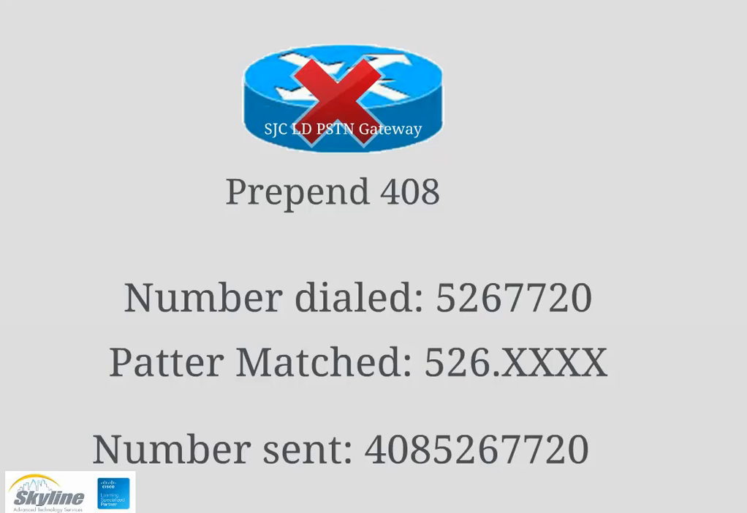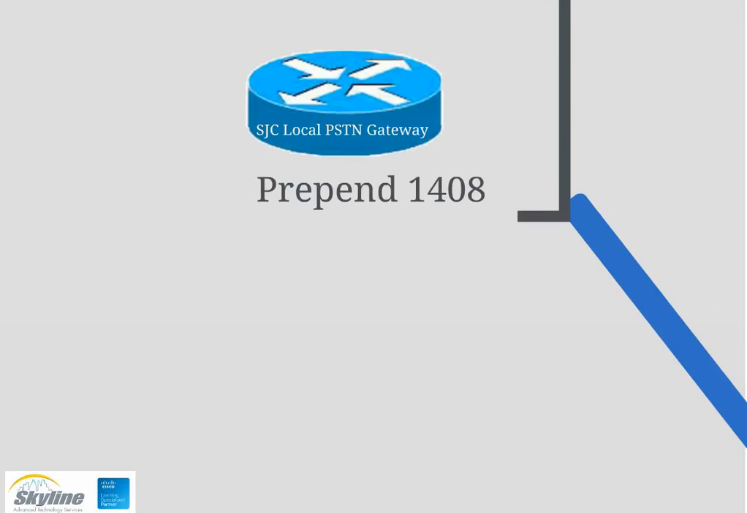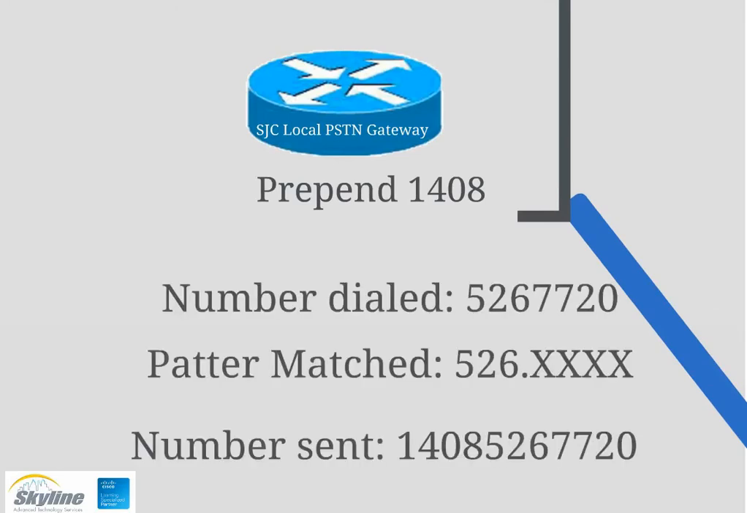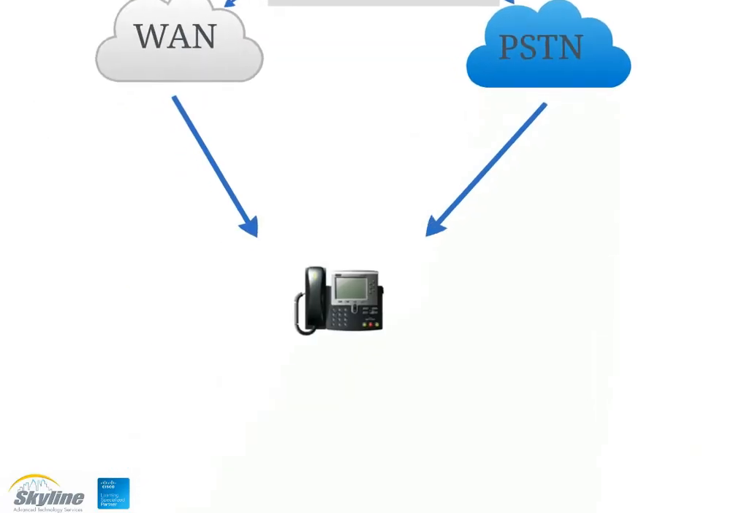However, in this case, that line is oversubscribed also. So we're going to go ahead and send it over to the other gateway, the local PSTN gateway. In this case, you see that we're prepending 1408. The reason for that is the local carrier requires that 1. So the resulting number in this case is 1408-526-7720. That call will be routed to the PSTN, and then that call will be sent to the destination.